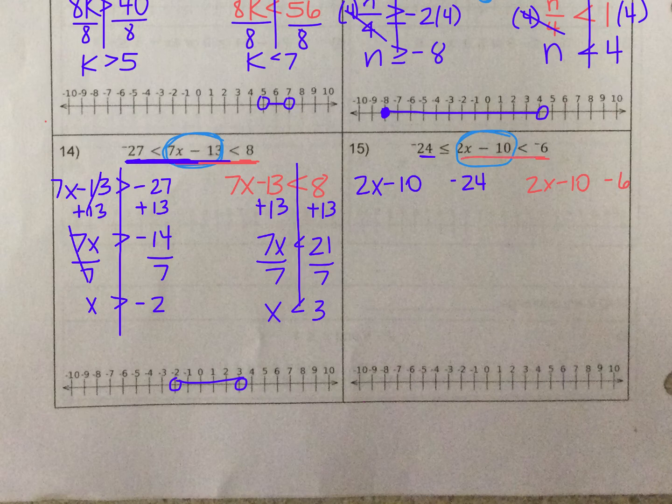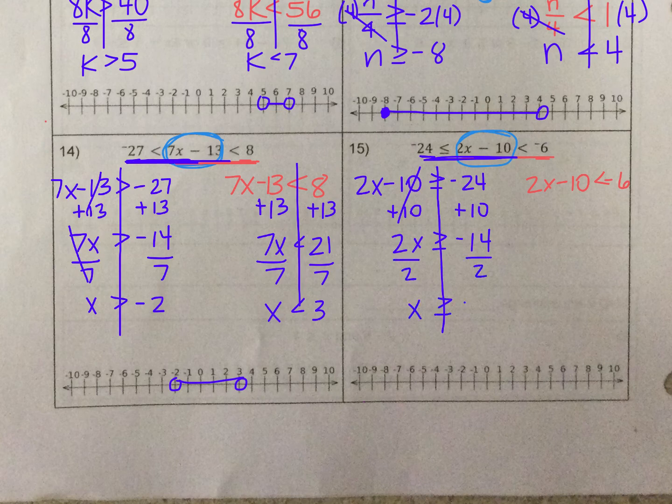Now this one is exactly the same. So I'm going to copy that down, that less than. This one is written backwards, so I'm going to flip it over. All right, now we got to solve it. Add 10 to both sides. 2x is greater than or equal to -14. Divide by 2. X is greater than or equal to -7.